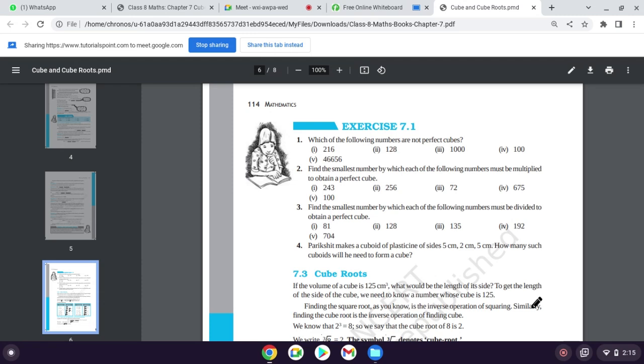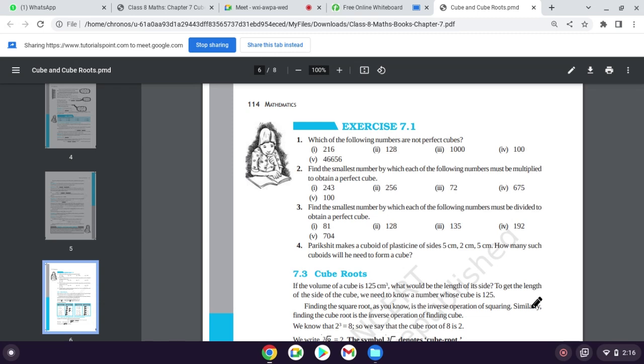Parshikit makes a cuboid with sides 5, 2 and 5. How many such cuboids will he need to form a cube? How many cuboids does he need to make a cube? Some cuboids of size 5 into 2 into 5 are given. When these cuboids are arranged to form a cube, the side of the cube formed will be the common multiple of 5, 2 and 5. So the LCM of 5 and 2 is 10. Both have the least common multiple as 10.